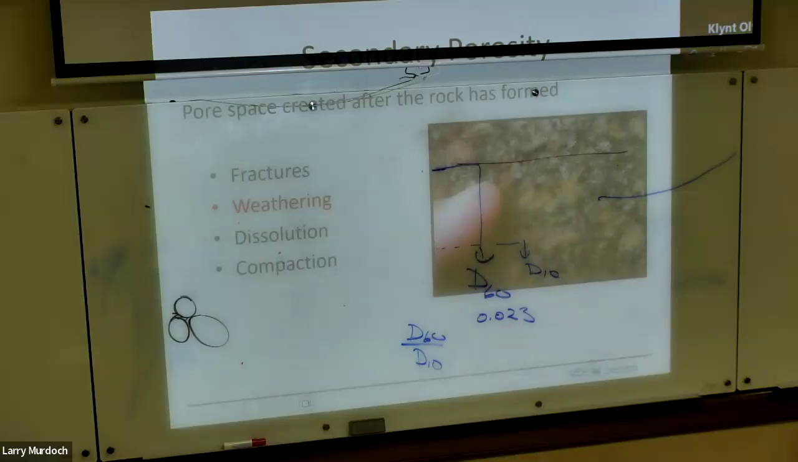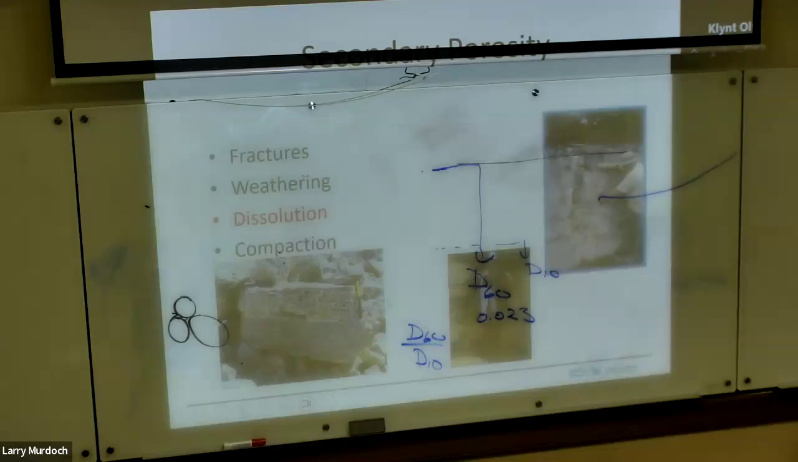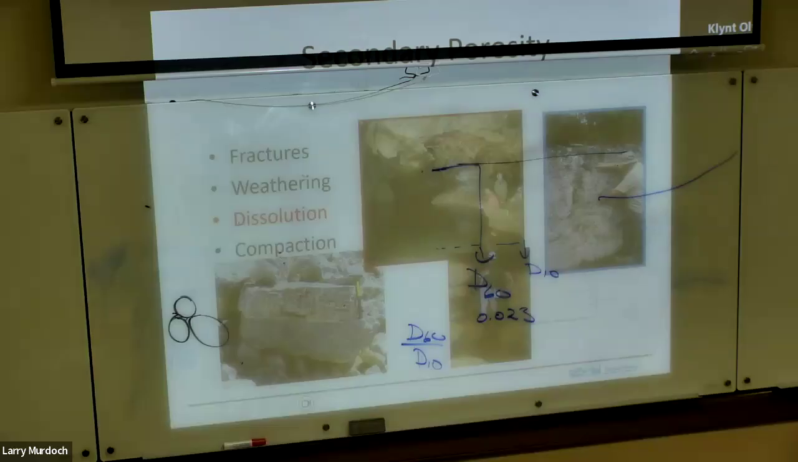So weathering will be an important process that creates secondary porosity around here. Here's granite. This is 1 or 2% porosity, but the pink minerals here are vulnerable to weathering. They'll weather to clays, and that increases the porosity. Dissolution is another process where the pores are enlarged. There's some dissolution in that Floridan limestone.